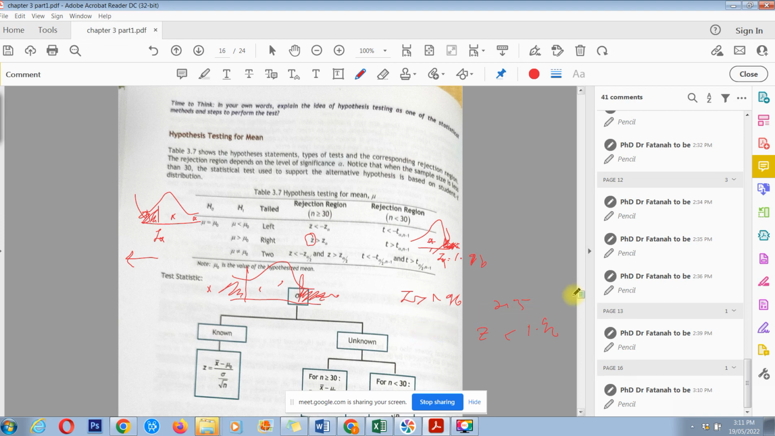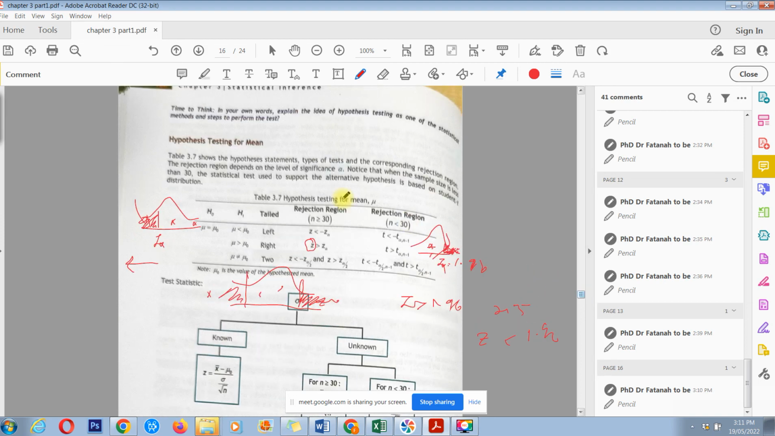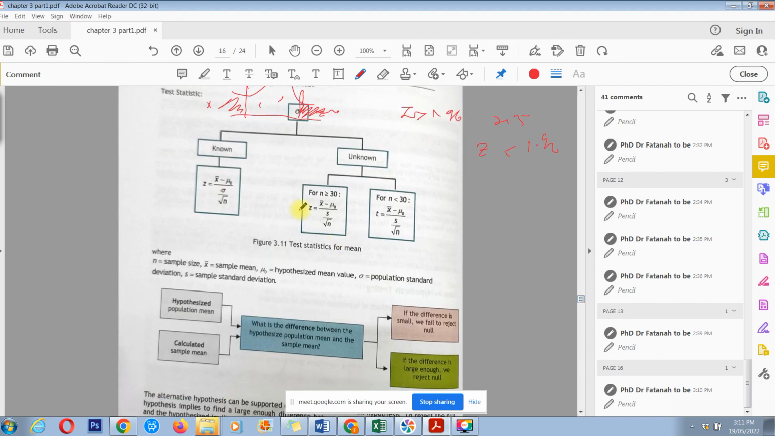Okay, and then this is the formula to calculate Z here. As usual, we have known and unknown data. We have this known data, so we use this formula. For unknown data, it is separated by the number n, where n is greater than or equal to 30, so we will use this formula. But if n is less than 30, we use this formula.